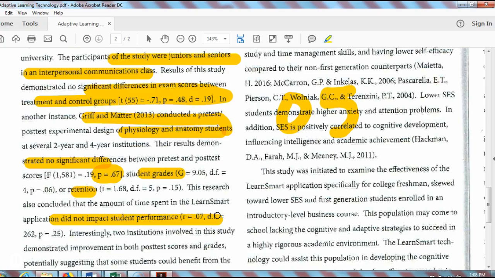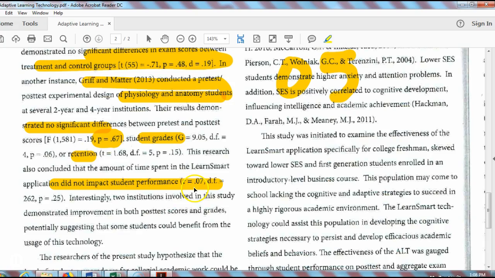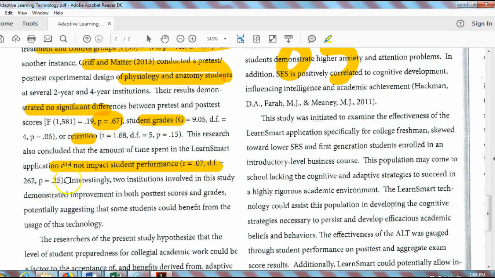Again, that was going against what we thought we would see. So we put them in there, but what I found most interesting was this section here, that 2 institutions involved in the study demonstrated improvement in post-test scores, suggesting that there was some benefit. But where was that coming from? So that number one said to us, no, keep going with your study. There may be something there that's significant.